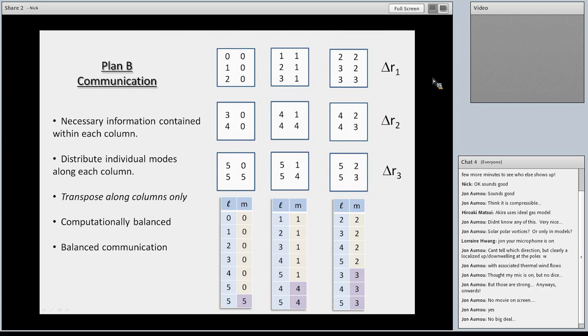So the idea is you just deal the modes out, assign responsibility for some subset of the modes within each column, and then when you want to communicate, you only communicate along the column. And so everybody now receives the same number of messages. In this case, everybody would receive and send 2 messages, and then they're responsible for either 2 or 3 right-hand sides. So the load imbalance is actually much less. It's not like one was solving for 8 right-hand sides and the other was solving for 1. So this is computationally balanced, and it's also balanced communication.